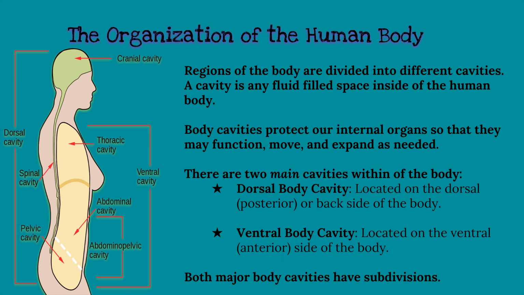The body can be organized into different cavities, and a cavity is any space inside of the human body that is filled with fluid. These cavities function to protect our organs so our organs can function properly. There are two main cavities of the body. There's the dorsal body cavity, which is located on the posterior or back side of the body. And then there's the ventral body cavity, which is located on the anterior or front side of the body. And even these cavities have their own subdivisions.